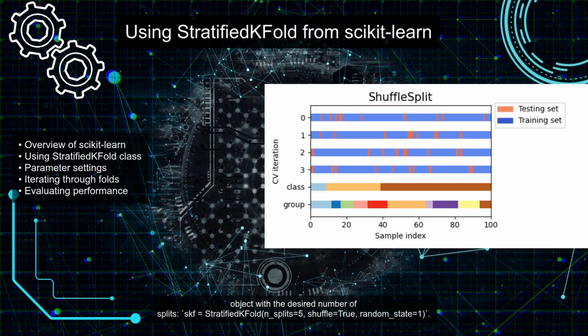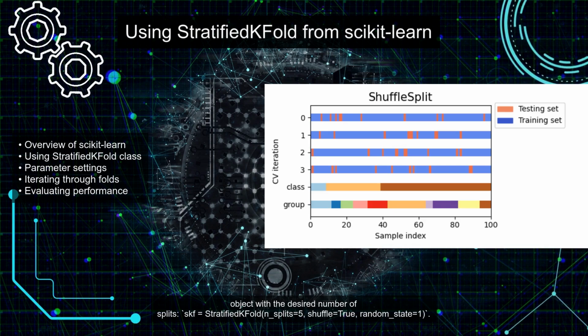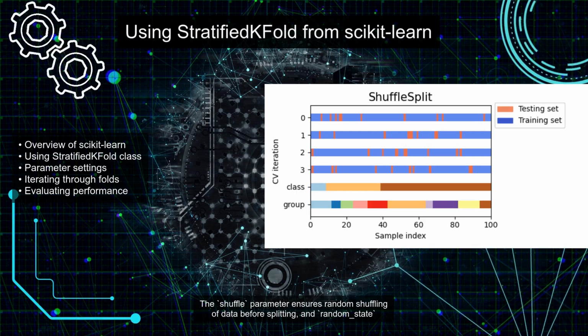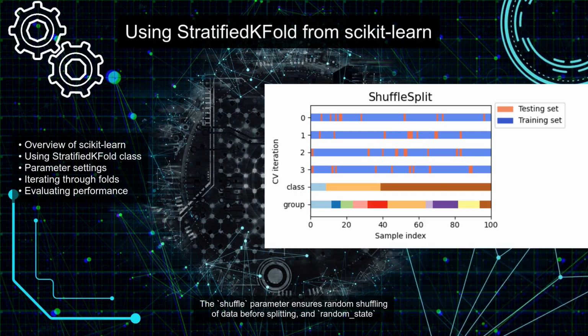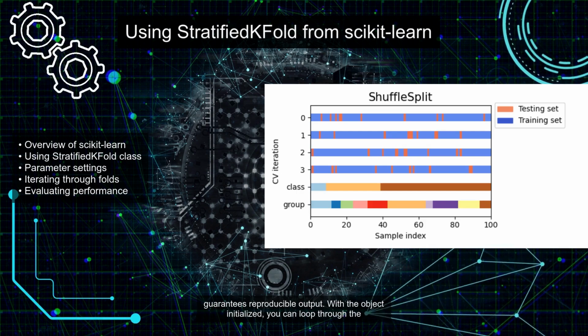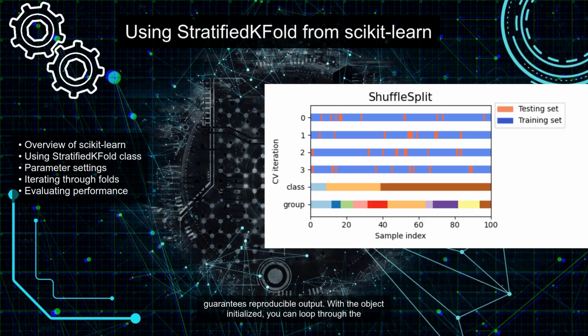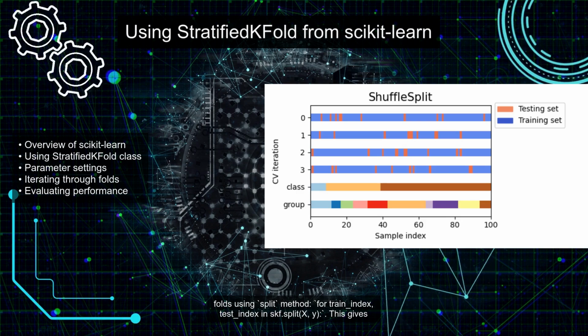Initialize the object with the desired number of splits. skf = StratifiedKFold(n_splits=5, shuffle=True, random_state=1). The shuffle parameter ensures random shuffling of data before splitting, and random_state guarantees reproducible output.